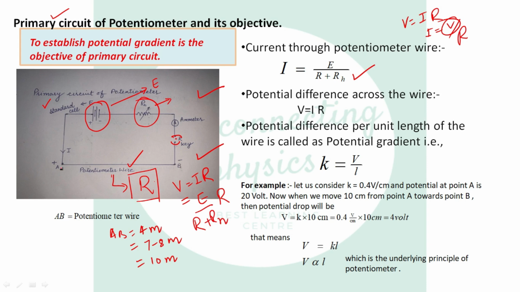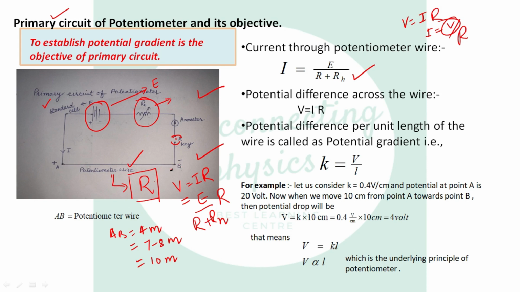Now you see here, current is flowing from positive to negative, and we are also going from positive to negative. That means the potential will drop, because we are going from higher potential to lower potential. If we were going from negative to positive, there would be a potential gain. So when we move along this wire from A to B, every time there will be a potential drop.